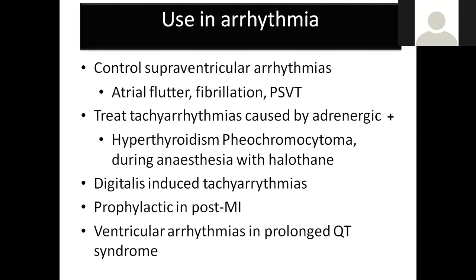What are the different uses of beta blockers in arrhythmia? Beta blockers are used for controlling the supraventricular arrhythmias, whether it is atrial flutter, fibrillation, or any type of paroxysmal supraventricular tachyarrhythmia. They are also helpful for treating tachyarrhythmias caused by adrenergic stimulation, like in hyperthyroidism, pheochromocytoma, or during anesthesia with chemotherapy.